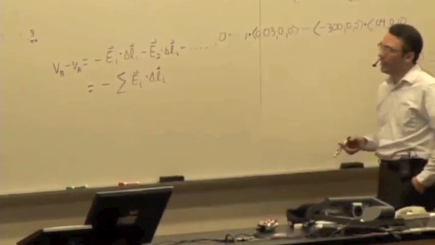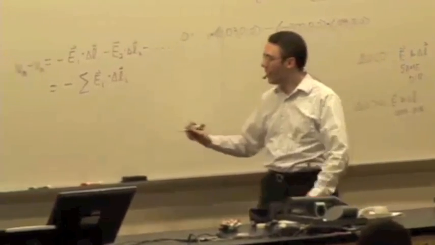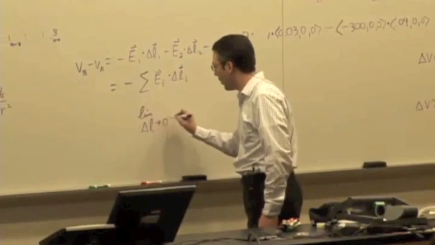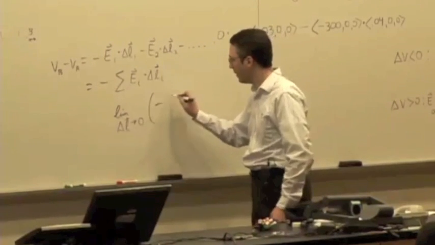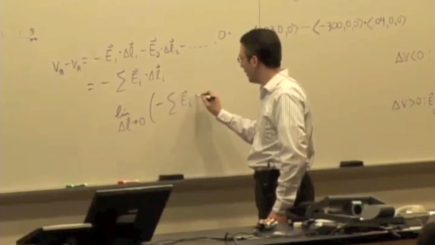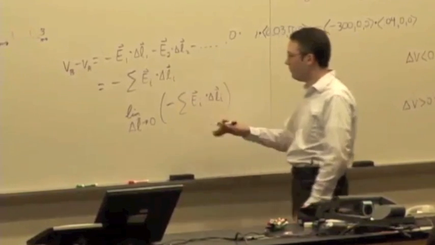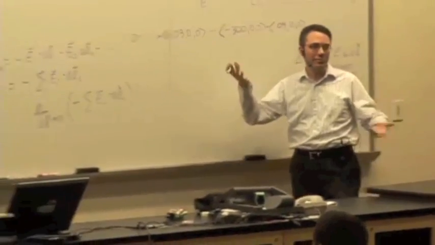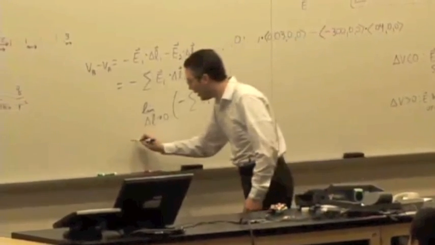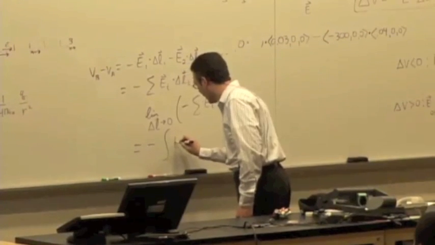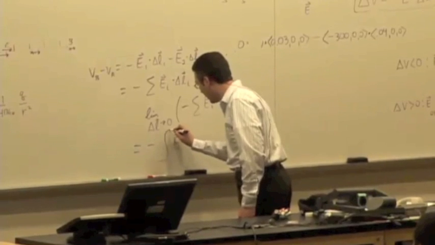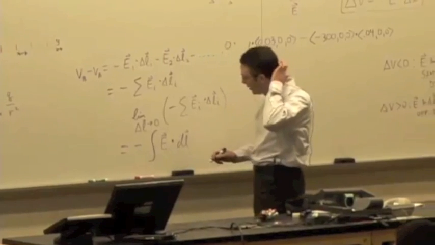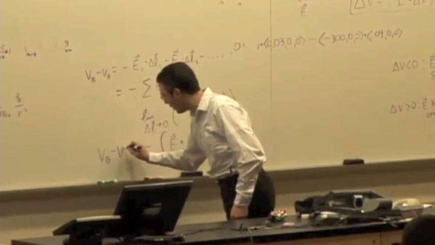But of course, if we go to the limit where those delta L's are getting smaller and smaller and smaller, then this becomes, in calculus language, an integral, right? A summation of very small pieces. And so we write this as a summation of E dot dl. So this is what is called a path integral, an example of a path integral.